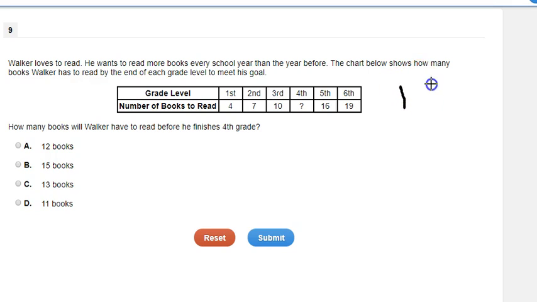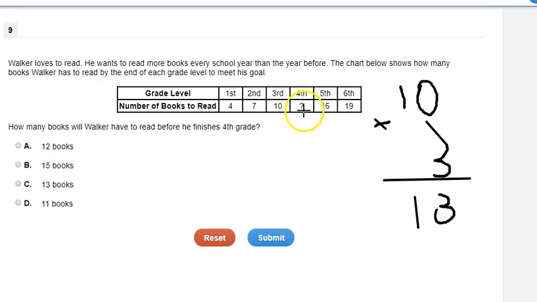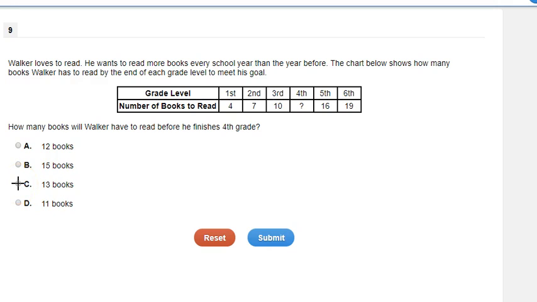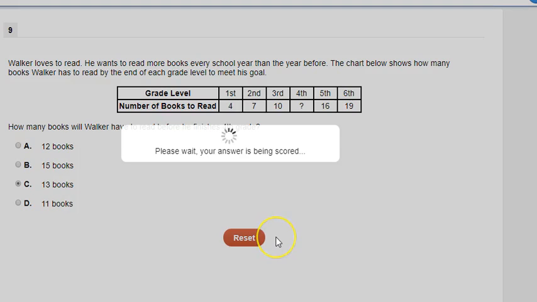Okay, so 10 plus 3. 0 plus 3 is 3, and 1 plus 0 is 1. So he has to read 13 books in 4th grade to continue the pattern. Okay, so I'm going to choose 13. Submit.